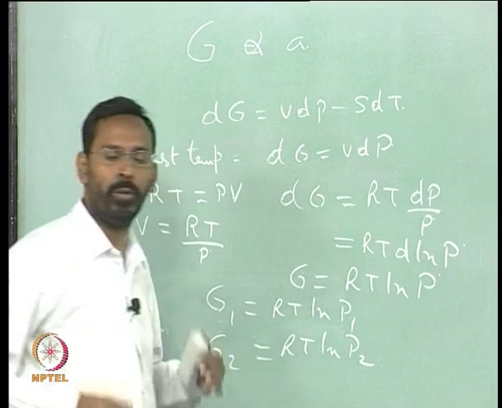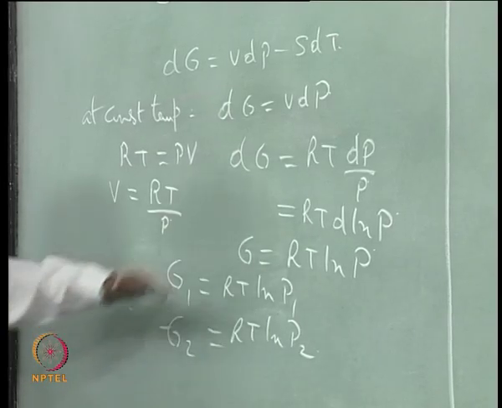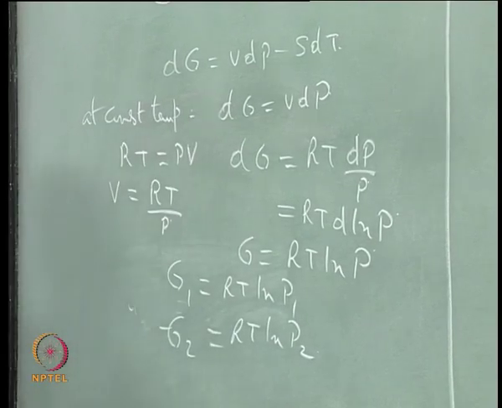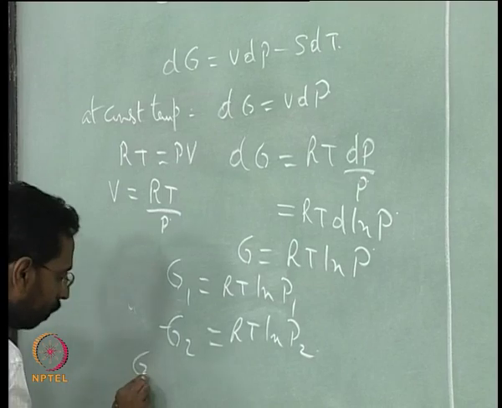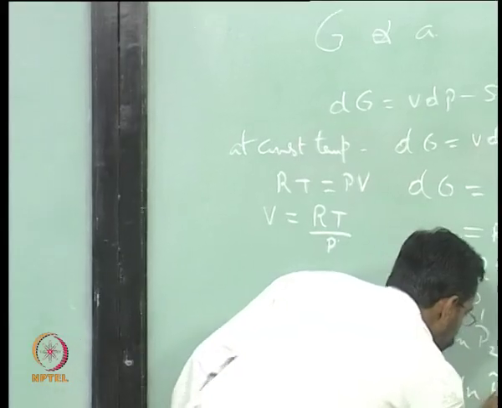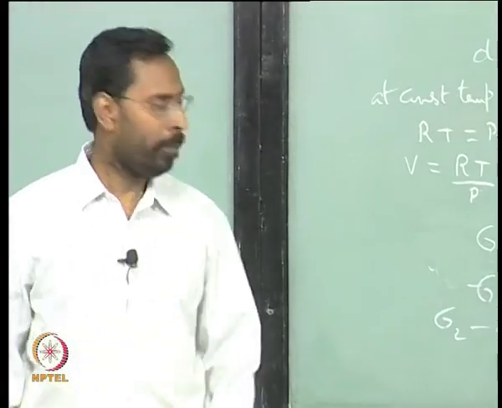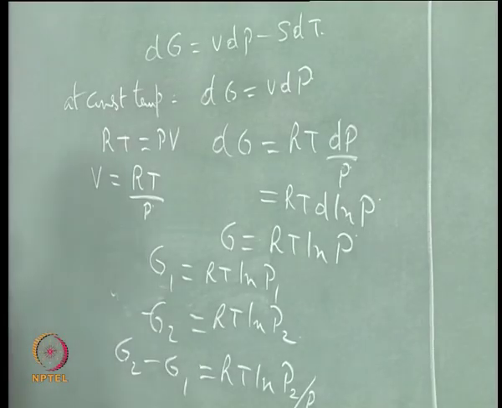So whenever you want to look at differences in the free energy at various pressures, you can simply take G2 minus G1 is equal to RT ln P2 by P1. So I can simply write G2 minus G1 is equal to RT ln P2 by P1. So like this we can simply look at how the free energies change as a function of pressures.